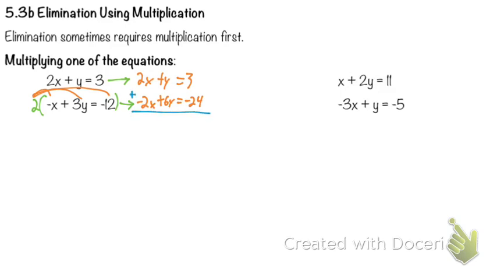2x plus negative 2x is what? 0. That's why we did that. Y plus 6y. What's y plus 6y, Ava? 7y. I put you on the spot. Equals 3 plus negative 24. What's that? Negative 21. So now what do we do? 7y equals negative 21. Divide by 7. Yeah, divide by 7. Get y by itself. Y is negative 3.